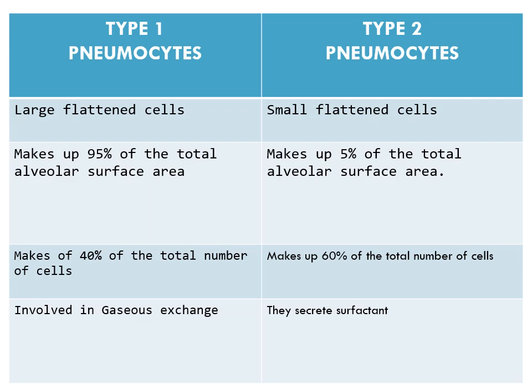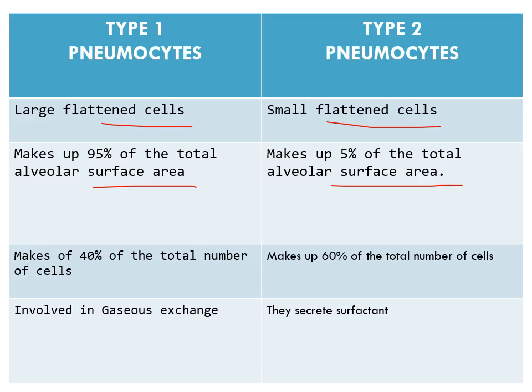The differences between type 1 and type 2 pneumocytes are numerous. These are differences in terms of the shape, in terms of how much coverage they have in the entire alveoli, and in terms of their function. The type 1 pneumocytes are usually large flattened cells. Type 2 pneumocytes are smaller cells, also flattened in nature. Remember that they both form simple squamous epithelium across the entire alveoli. In terms of surface area, the type 1 pneumocyte makes up about 95% of the total alveolar surface area. The type 2 pneumocyte makes up about 5% of the total alveolar surface area.